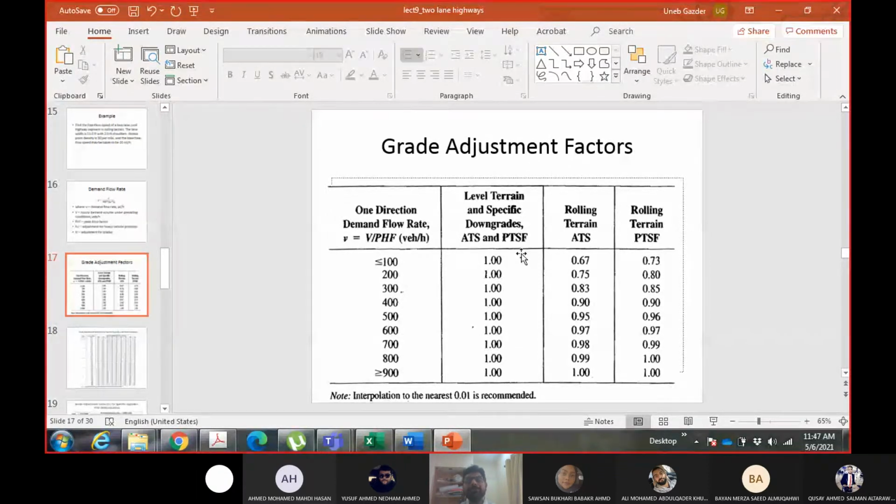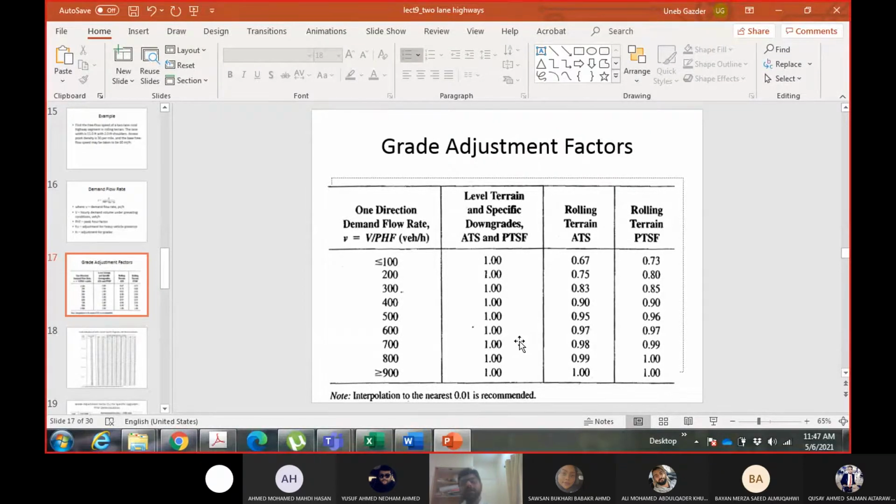Okay, then if you are calculating the flow rate for ATS and PTSF and it is level terrain or downward gradient, then the factor is 1. So if you have level terrain or downward gradient, then your calculations are very simple. It doesn't matter whether you are calculating flow rate for average travel speed or percentage time spent following. In both cases, the factor is 1.